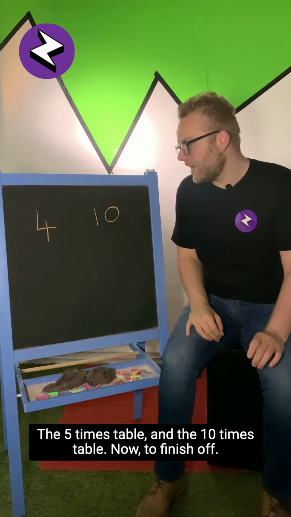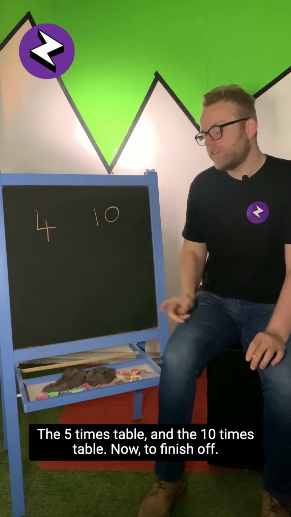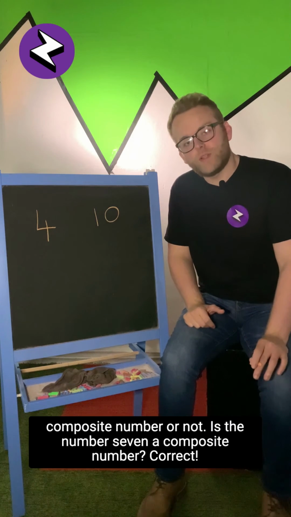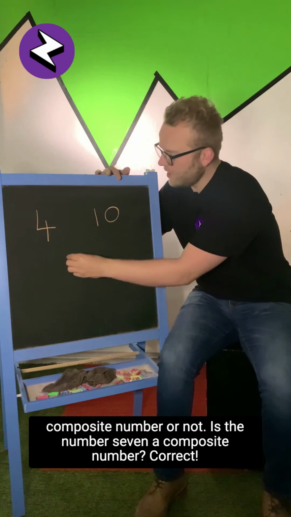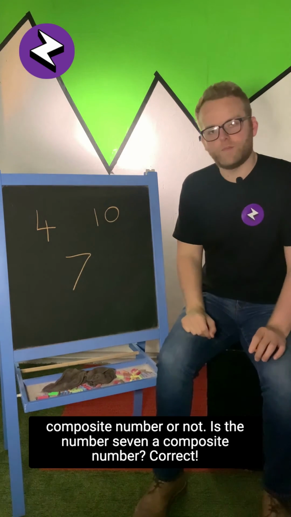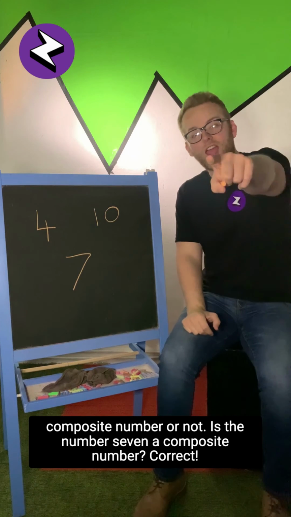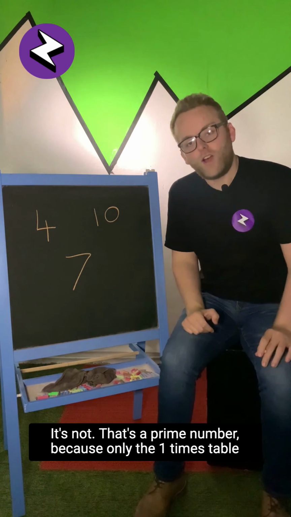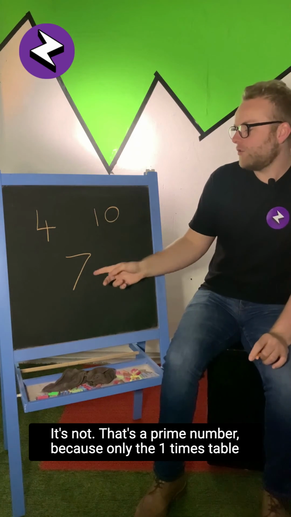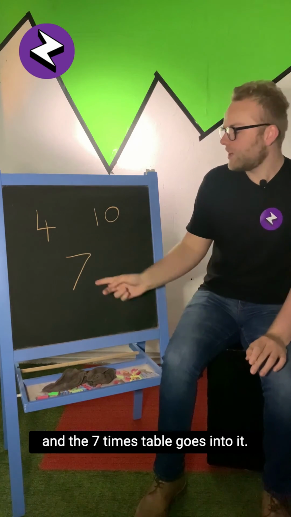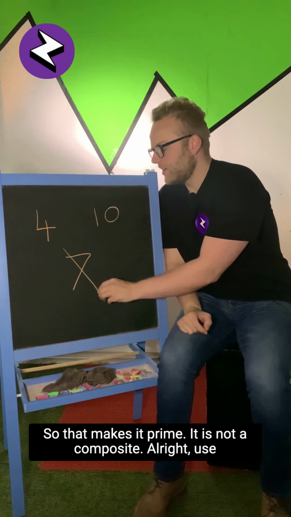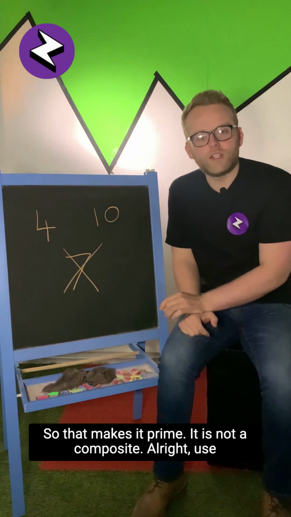table. Okay? Now, to finish off, I'm going to write a number and you're going to tell me if that's composite or not. Is the number 7 a composite number? Correct, well done. It's not. That's a prime number because only the 1 times table and the 7 times table goes into it. So that makes it prime. So it is not a composite.